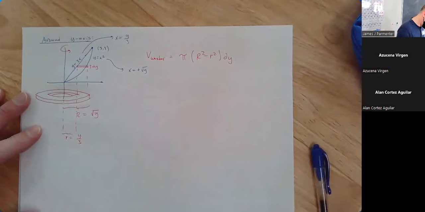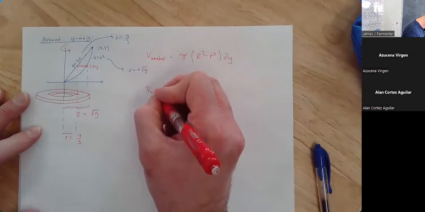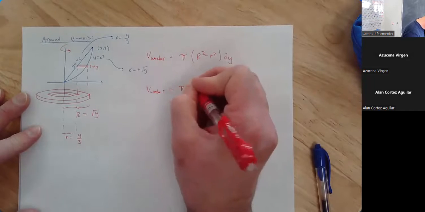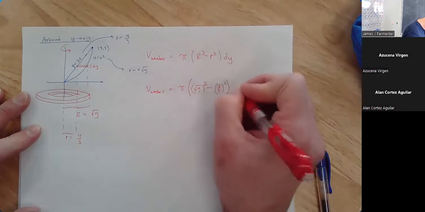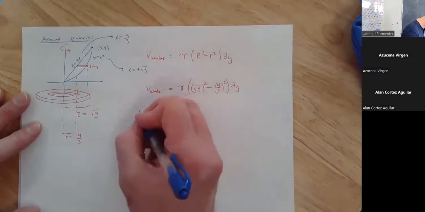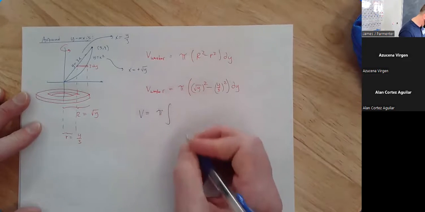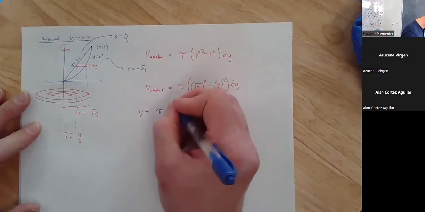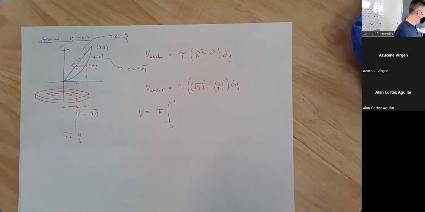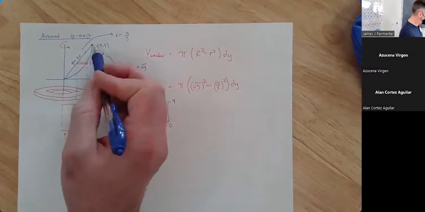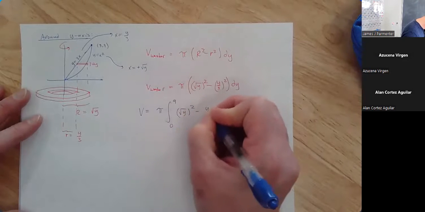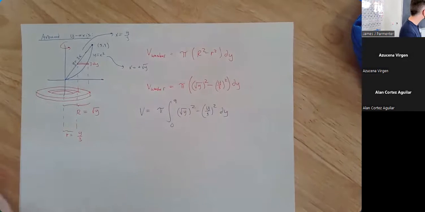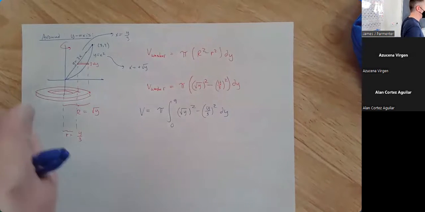And then it's the same deal every time for the washer method. My washer is going to have a volume of pi times square root of y squared minus y over 3 squared dy. And then my total volume is going to be pi times the integral from 0 to 9, as we're asking now what the y values are. The lowest y value is 0, the highest y value is 9, of the same thing. Square root of y squared minus y over 3 squared. Yes, we could integrate. Any of them we could do. It's just how much arithmetic do you feel like doing?